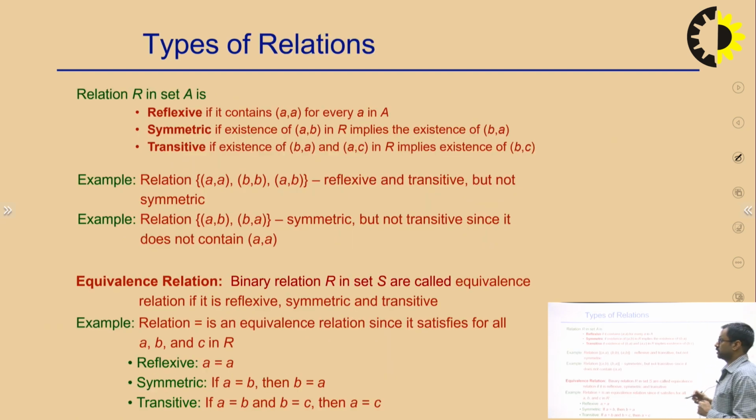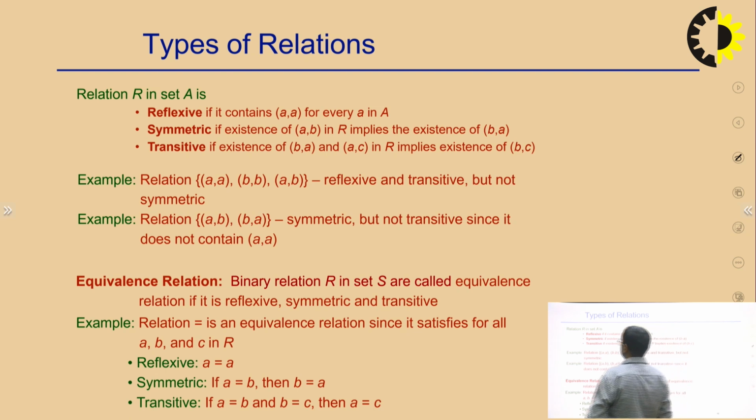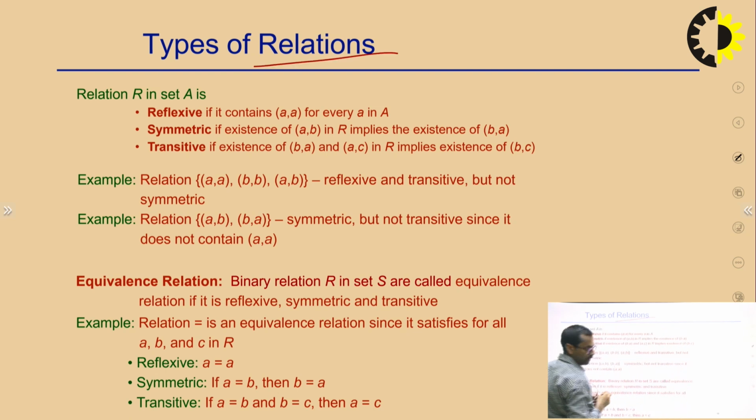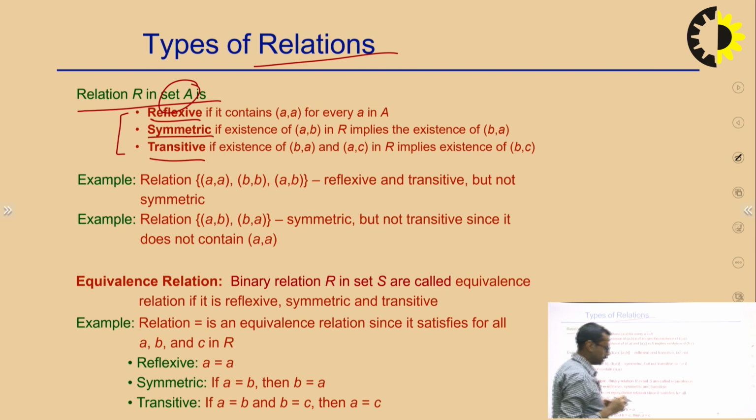Type of relations. There are some relations in set theory. Suppose there exists a set A. For this, there are basically three relations: reflexive relation, symmetric relation, and transitive relation.